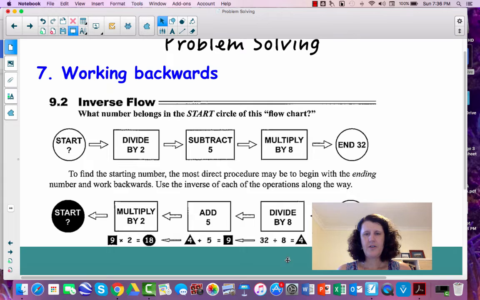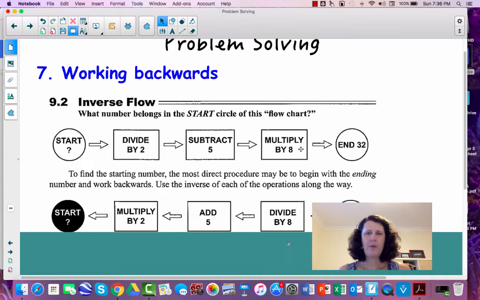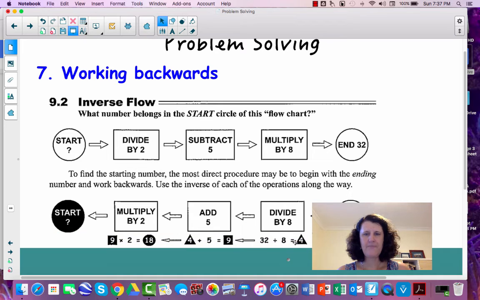So instead of multiplying by 8, we divide by 8. So actually start at the end, start with 32. 32 divided by 8 is 4. And then we add 5, so 4 plus 5 is 9. And then we multiply by 2 because we originally divided. So 9 times 2 is 18. So the start number is 18.